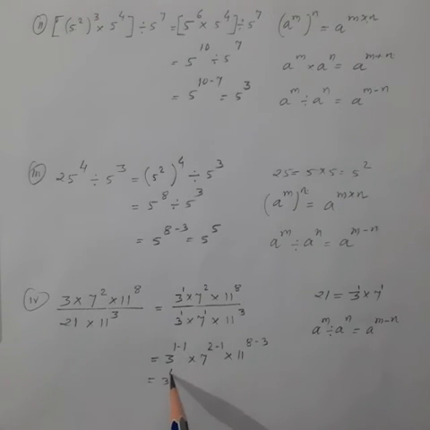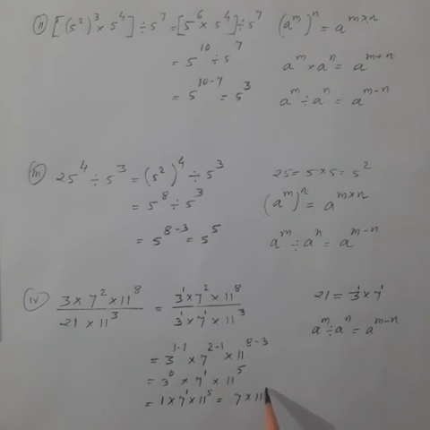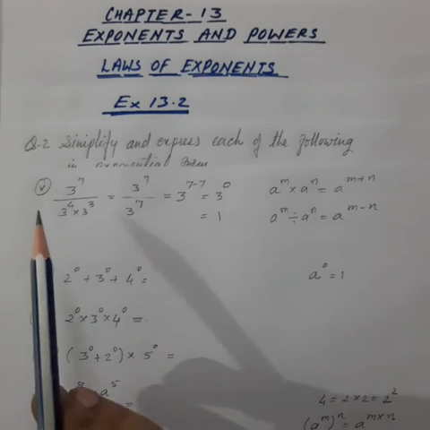Base 3, power 1 minus 1 is 0. Base 7, power 2 minus 1 is 1. And base 11, power 8 minus 3 is 5. And we know the value of any non-zero integer with exponent 0 is 1. So 1 into 7 raised to the power 1 into 11 raised to the power 5, or we simply can write as 7 into 11 raised to the power 5, or here also power we can write 1.